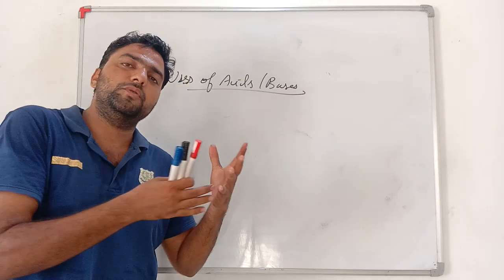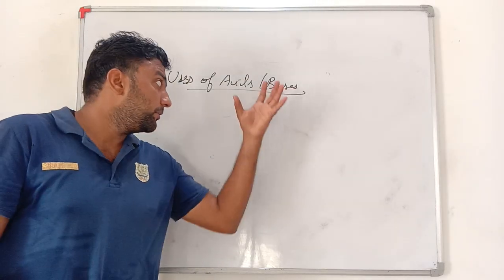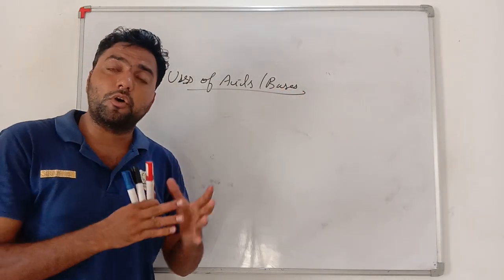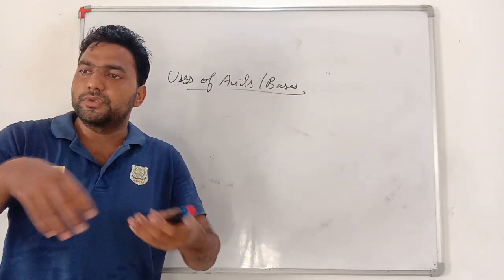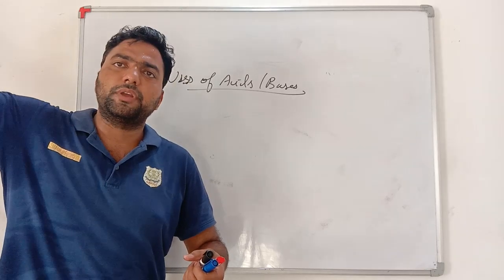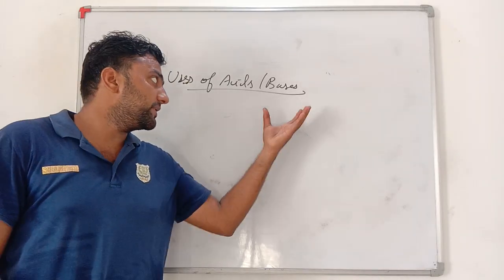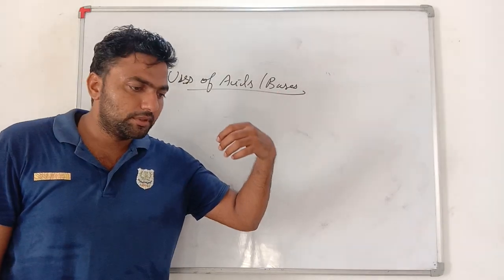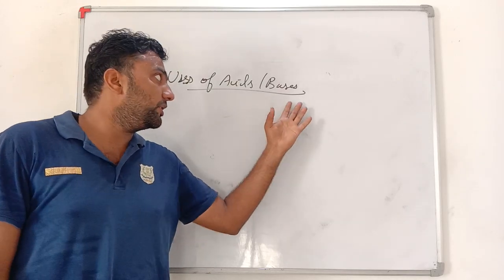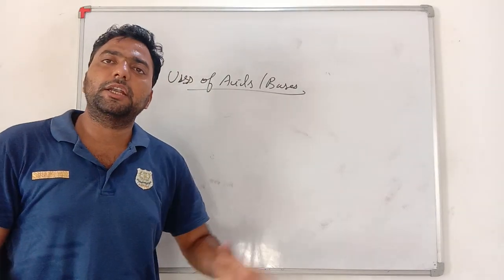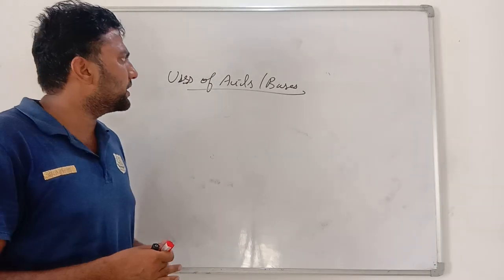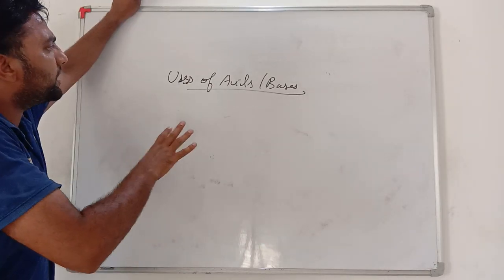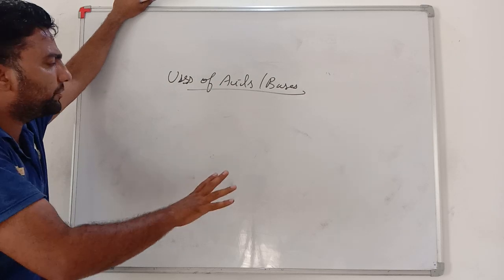Sulfuric acid is being used in batteries. Bases are used in making soaps. Acids are also being used in making cleaning products for our washrooms, and bases are being used in making rayon. Sodium hydroxide is being used to make rayon, which is an artificial synthetic fiber. So in our general life there are vast and varied uses of acids and bases.